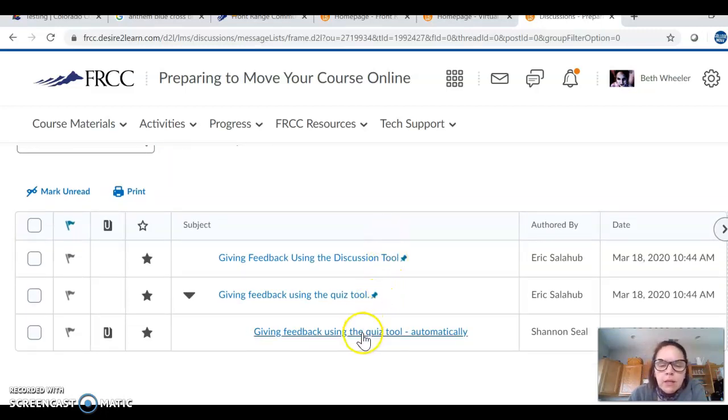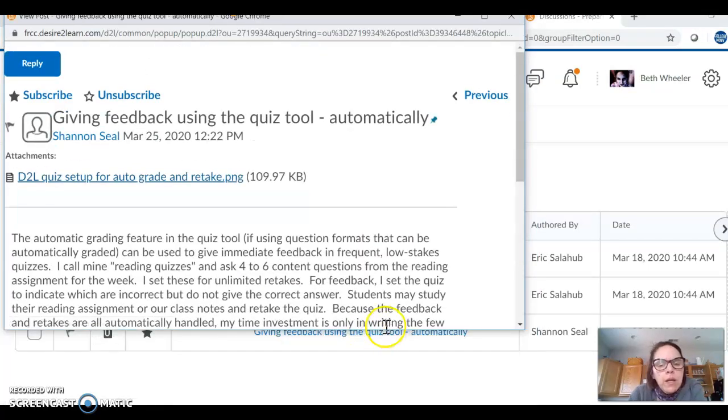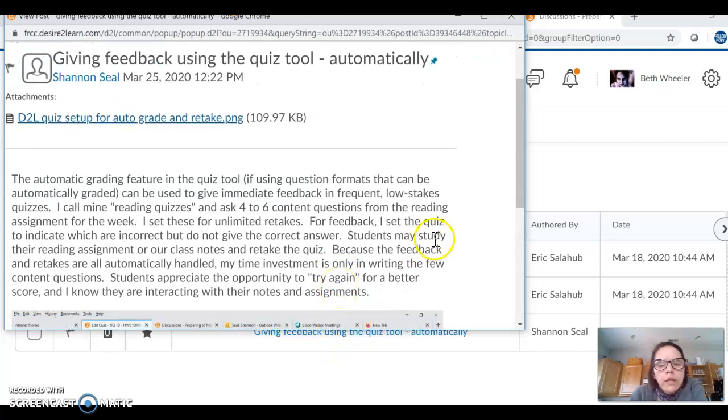So you'll notice that Shannon Seal posted some ideas about how to give feedback in a quiz tool. She sets the quiz to indicate which are correct and incorrect. She allows the students to retake a quiz multiple times. And this is a great strategy for ensuring that students learn content instead of being tested and making it a punitive experience. They're allowed to retake as many times as necessary to ensure that they are retaining the information, making corrections, learning from the errors, and then moving forward with the content because they've revisited the ones that they didn't get correct the first time.